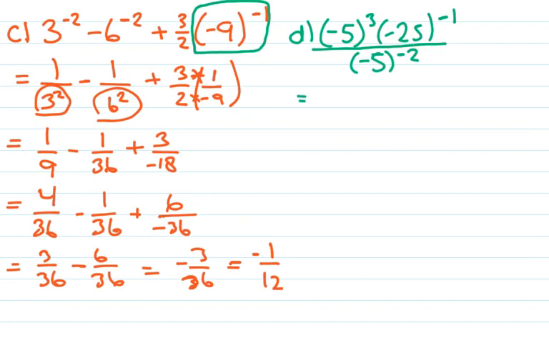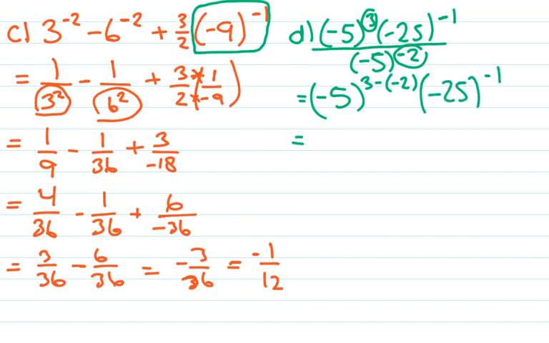So I would do negative 5 to the power of 3 minus negative 2. And then that's all still multiplied by negative 25 to the power of negative 1. So this will leave me with negative 5 to the power of 3 plus 2, which is 5, times negative 25 to the power of negative 1 is 1 over negative 25.